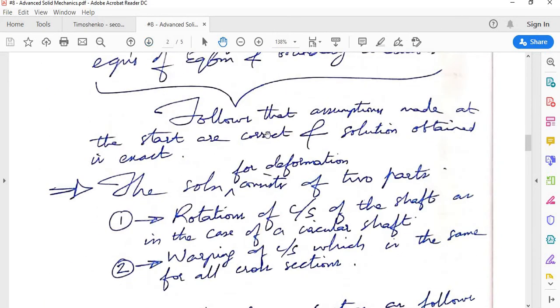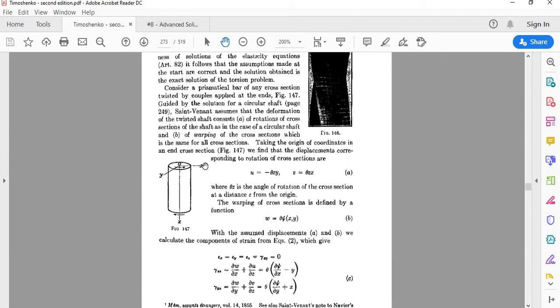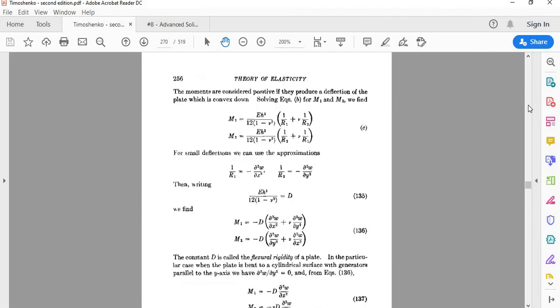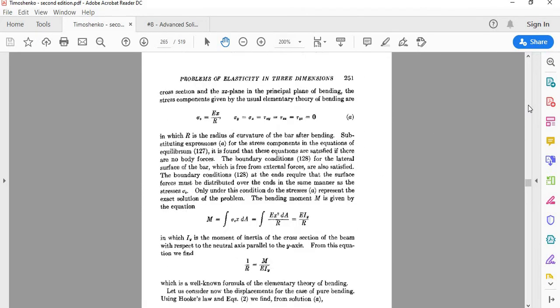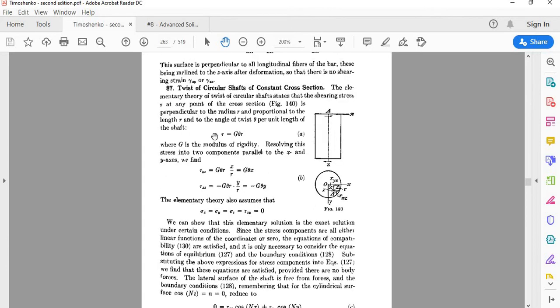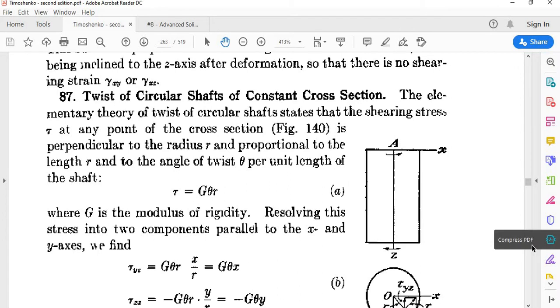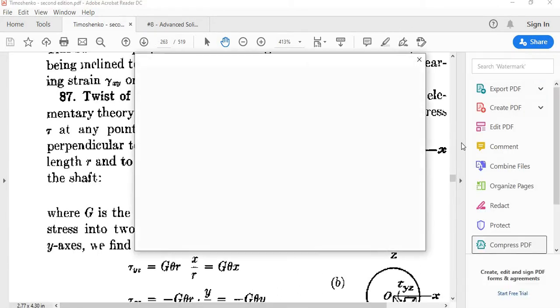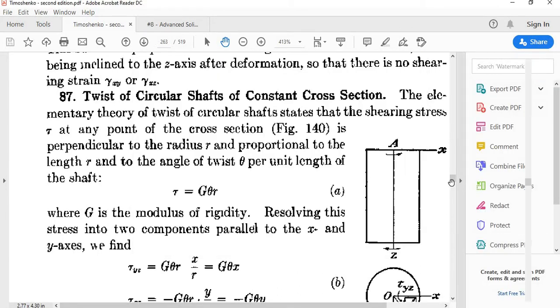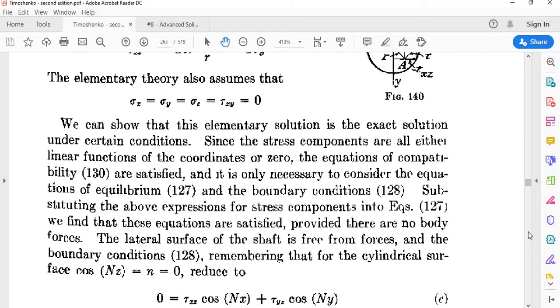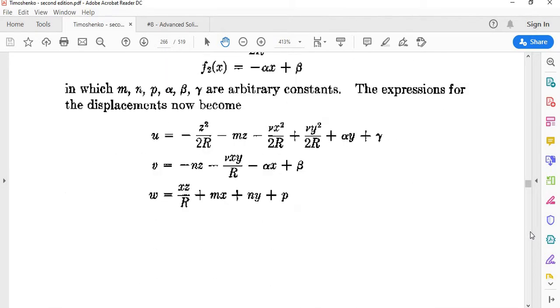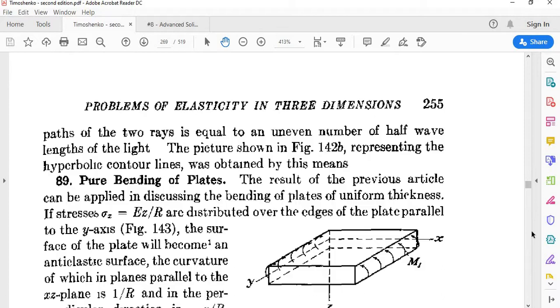Now let us discuss how we will arrive at the formulations. So remember the torsion of circular bars. It is very simple. As I said, torsion of circular bars is discussed in section 87. The only additional aspect that you have to consider when we move to non-circular cross section is that you will have the effect of warping as well.